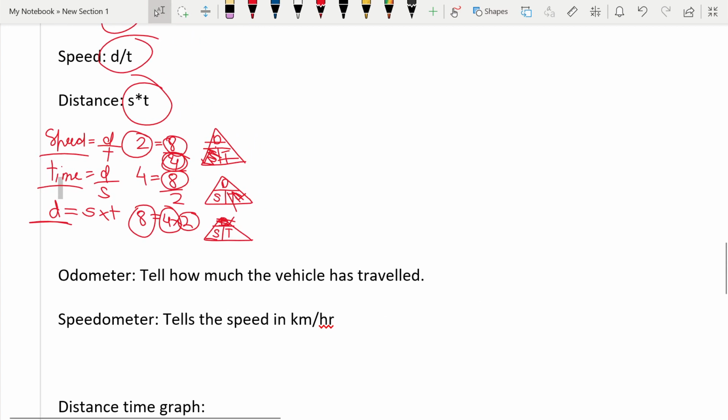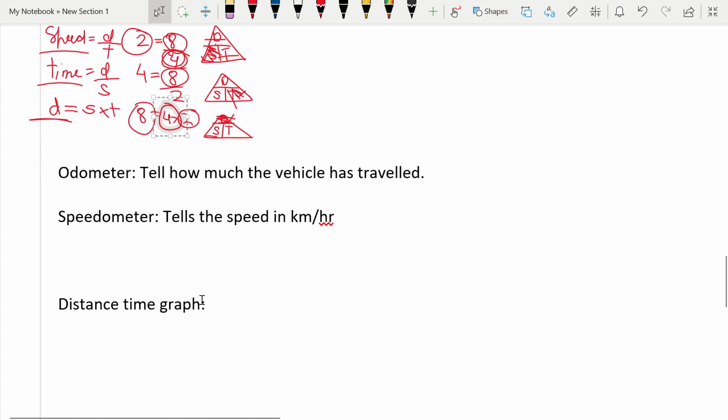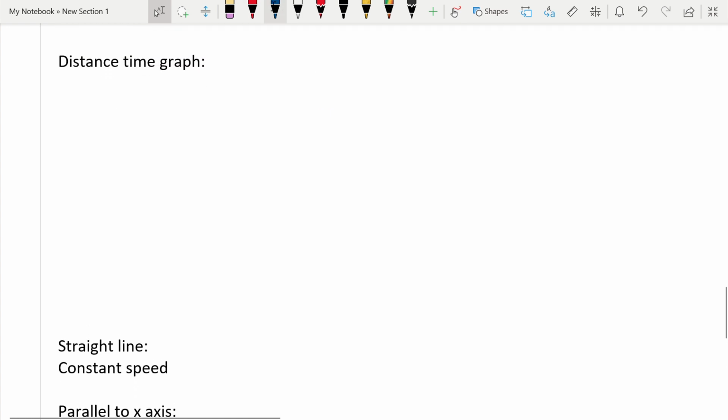Odometer tells how much the vehicle has traveled. So if you look in your car, if you go on Trade Me, they will tell that my vehicle has traveled this much. If you want to buy this vehicle, then you can. If you don't, then you don't. Speedometer tells the speed in kilometer per hour. Easy.